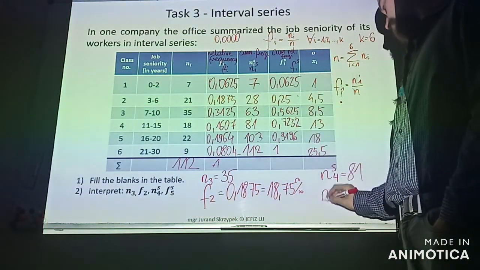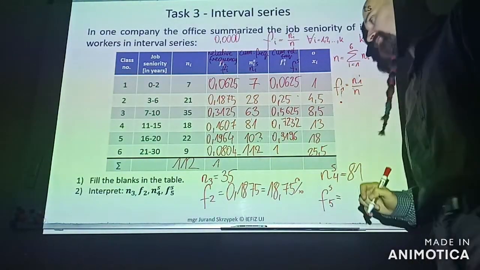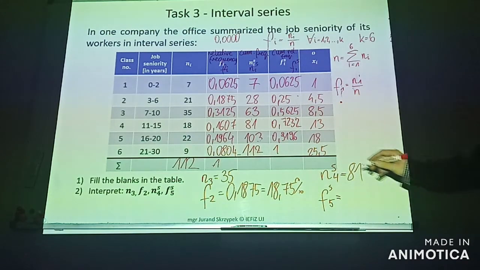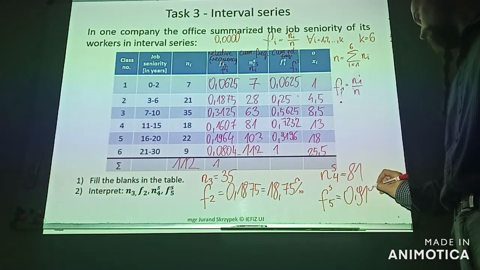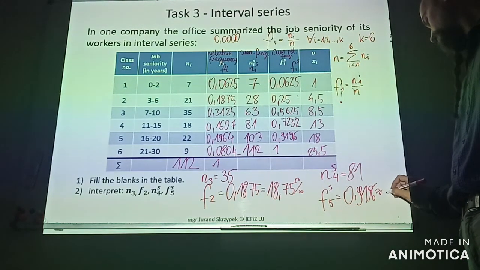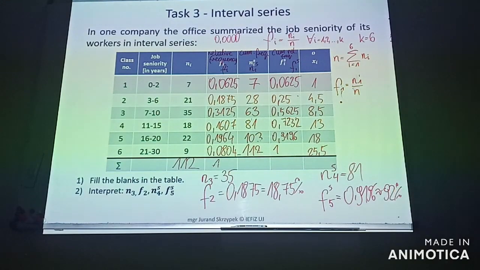Okay, and the last one is the fifth cumulative relative frequency. The fifth cumulative relative frequency is 0.9196. It is almost 92%. Yes, this is the accuracy of that number.